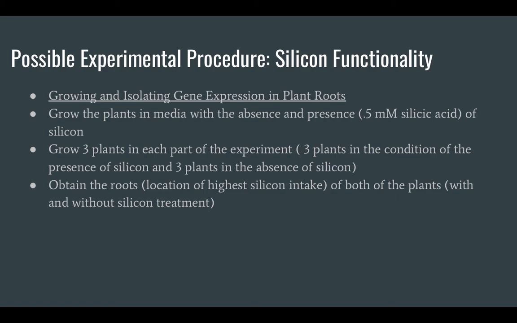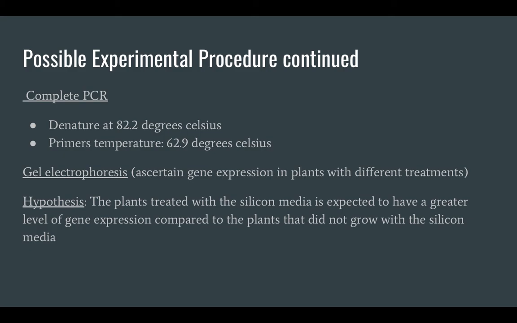So we would be growing our plants in media with the absence and the presence of 5 micrometers of salicylic acid. And we would obtain the roots, which is where the silicon intake is the highest, and we would observe the silicon uptake of both plants. In order to do this, we would have to complete a PCR and then have a gel electrophoresis. And based on our findings, we hypothesized that the plants treated with silicon media are expected to have a greater level of gene expression compared to the plants that did not grow in this silicon media.